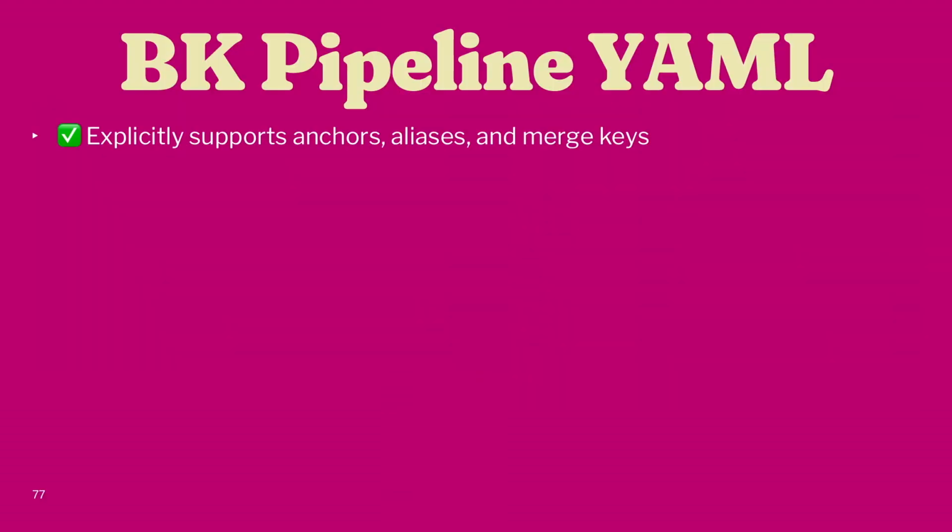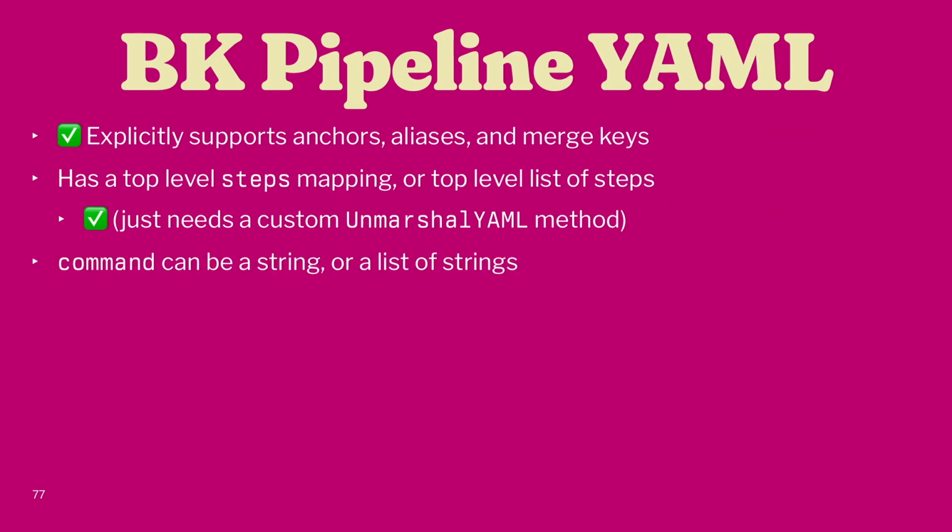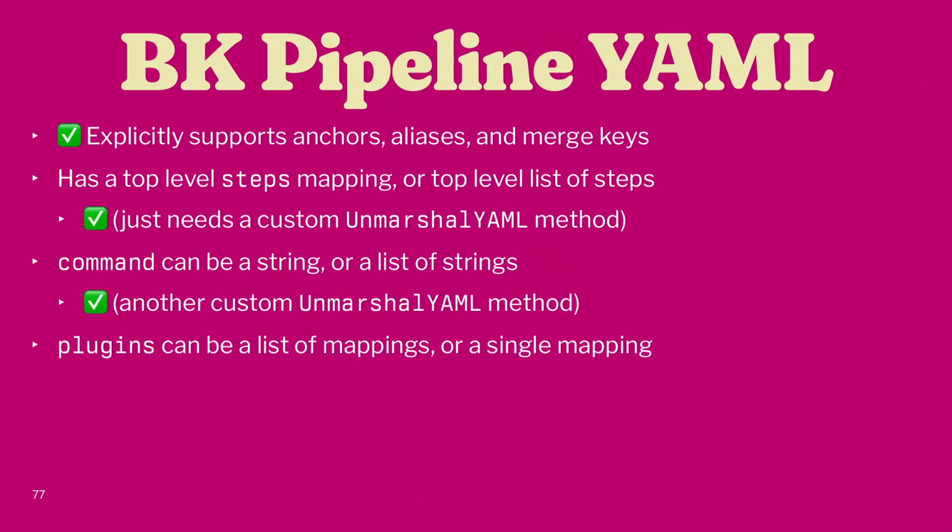Anyway, so for Buildkite pipeline, we explicitly support those three things that I mentioned a couple of slides ago. It could have a top-level steps object, or it could just be a list of steps. It's still accepted. Okay, we can handle that. We can override the unmarshalling for the pipeline. Command can be a string or a list of strings. I guess we can do the same thing for that. Plugin's going to be a list or a single mapping. But the order of the keys matters.